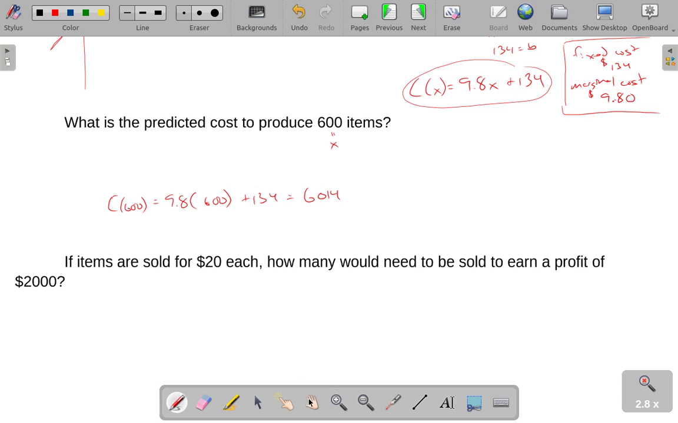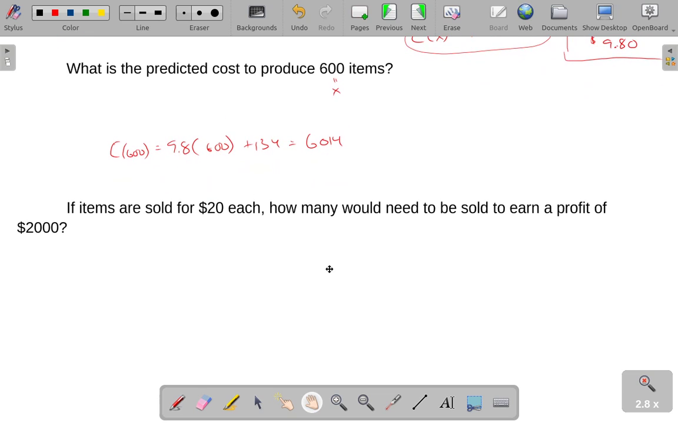If items are sold for $20 each, how much would need to be sold in order to earn a profit of $2,000? Alright, so there's a couple of things here. R of x, what was the variable used for that? I think it was A. Whatever price we're selling each item for, we're going to call that some number. I'm calling it A in this case. Our profit is, in general, your revenue minus your cost.